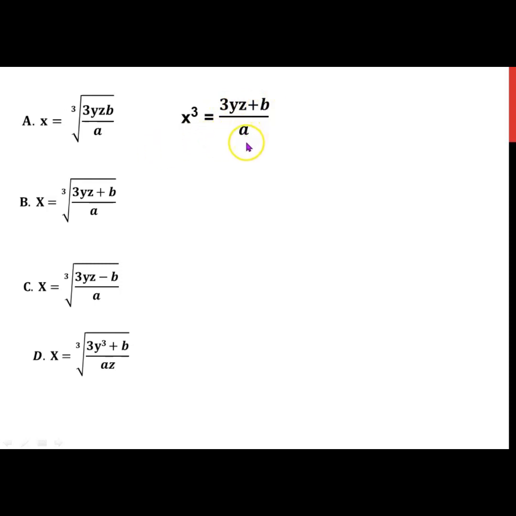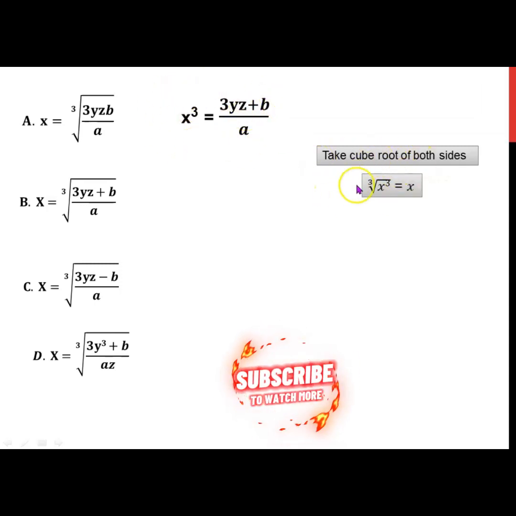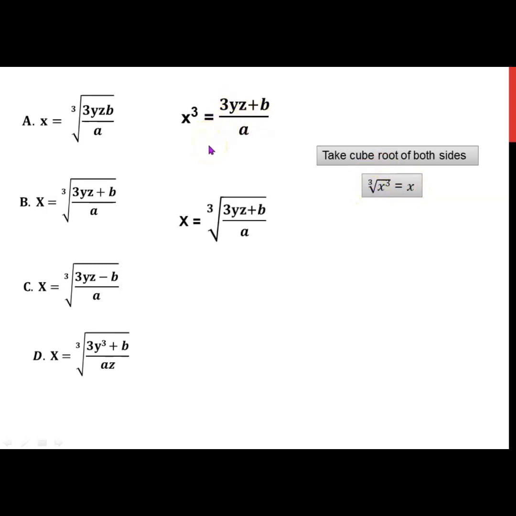Now what we can do next is take the cube root of both sides of the equation. You remember, if we have the cube root of x cubed, that will be equal to x, because this 3 will cancel out the cube root. Let's apply that here. Now we take the cube root of this, so x, and take the cube root of (3YZ plus B) all over A. That should be equal to this.